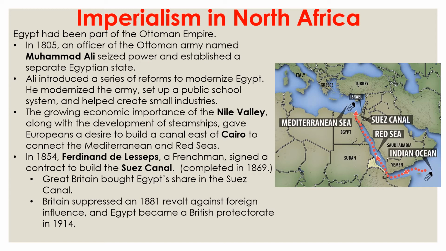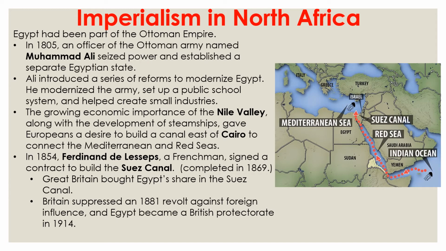It all begins in 1854 when Ferdinand de Lesseps, a Frenchman, signed a contract to build the Suez Canal. It will be completed finally in 1869. Now, Great Britain bought Egypt's share from the descendants of Muhammad Ali in the Suez Canal. So for a while, it was actually owned jointly by Great Britain and France, who were not great friends, but as we know, eventually will become allies because they both worry about the growth of German aggression more than each other. We discussed that in the last unit.